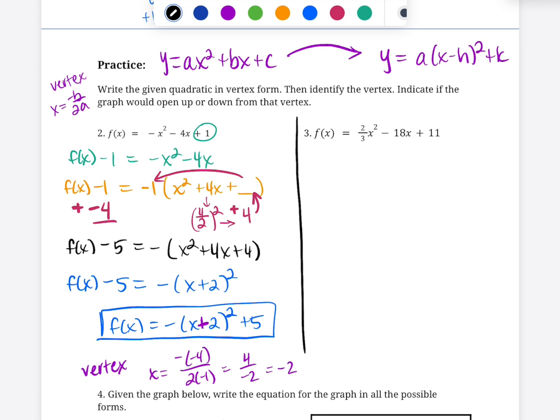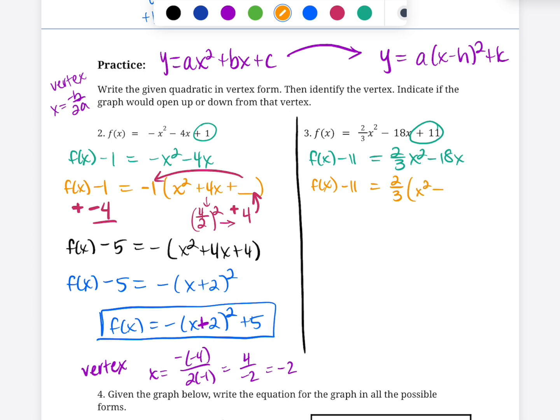Looks like we've got some fun happening over here. All right, first thing, still going to take the 11, move it over, and I've got 2/3 x squared minus 18x. Okay, now I could understand the initial response to this problem being to, let's say, multiply everything by 3. The problem is then you would be changing the a value, and we want to maintain the equation. Okay, we want to keep it in the same location. So we can't do that. So we're going to take the 2/3 out.